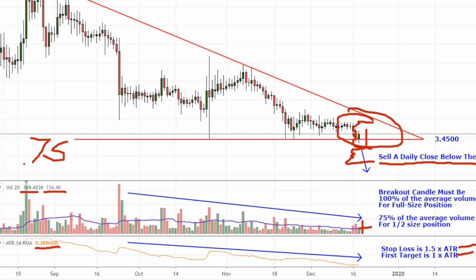Now those two rules, closing the trade early if it gets back into the triangle and taking half of our position off at the first target and allowing the second half to run, are the very definition of cutting your losses and letting your winners run.